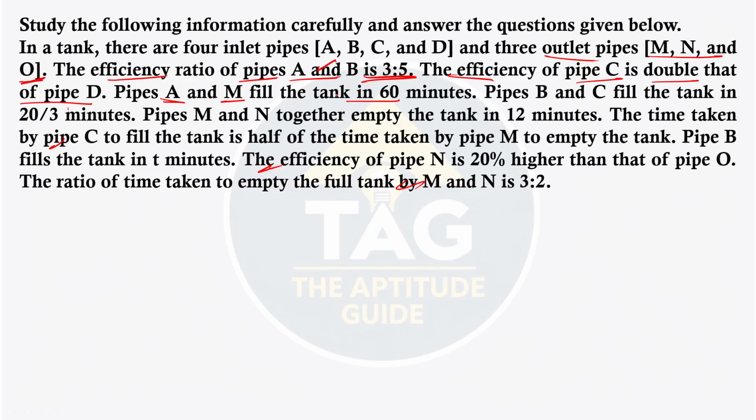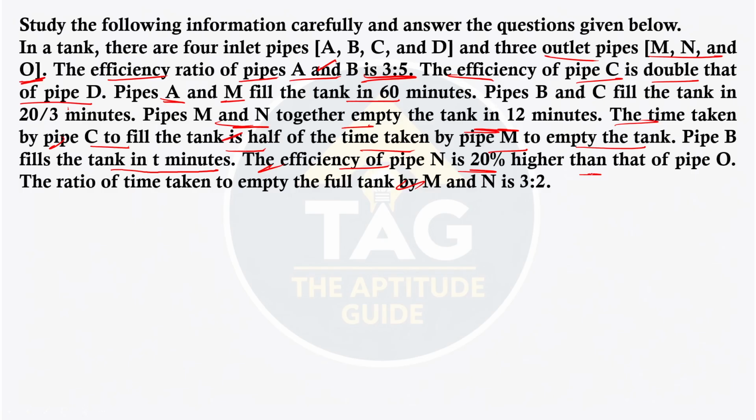So that's obvious. A has more efficiency than M. Pipes B and C fill the tank in 20/3 minutes. Pipes M and N together empty the tank in 12 minutes. The time taken by pipe C to fill the tank is half of the time taken by pipe M to empty the tank. Pipe B fills the tank in T minutes. The efficiency of pipe N is 20%.